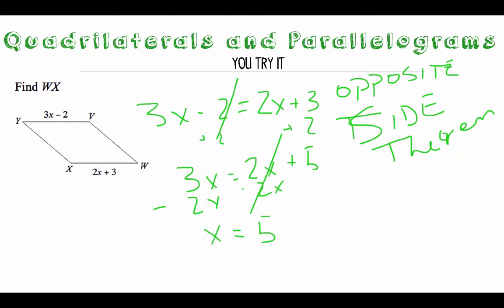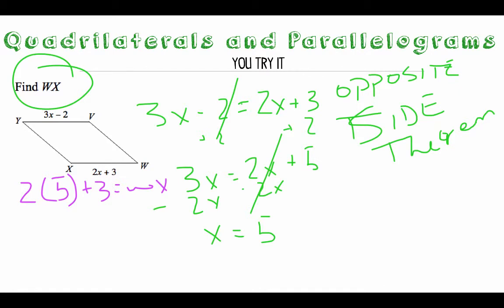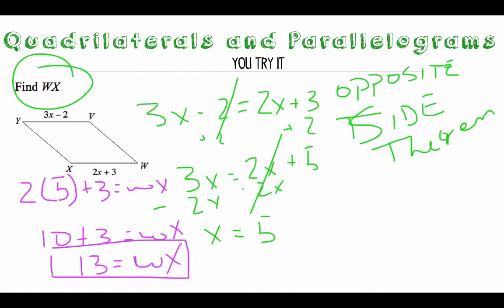Now you haven't solved this one yet, but we have found what x is. Now they're asking us in the question to find side WX. So what we're going to do is plug that in. So 2 times 5 plus 3 equals WX. All right, we don't know about Y and Z though. I made a funny. 10 plus 3 equals WX. 13 equals WX.